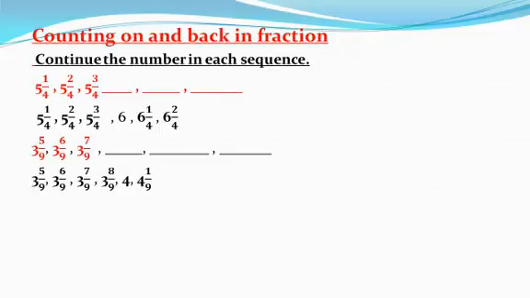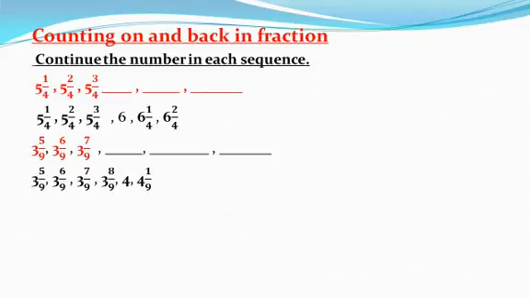We get 5 4 over 4, or 6. And the next term is 6 1 over 4 and the next one is 6 2 over 4. So we get the sequence 5 1 over 4, 5 2 over 4, 5 3 over 4, 6, 6 1 over 4, 6 2 over 4.